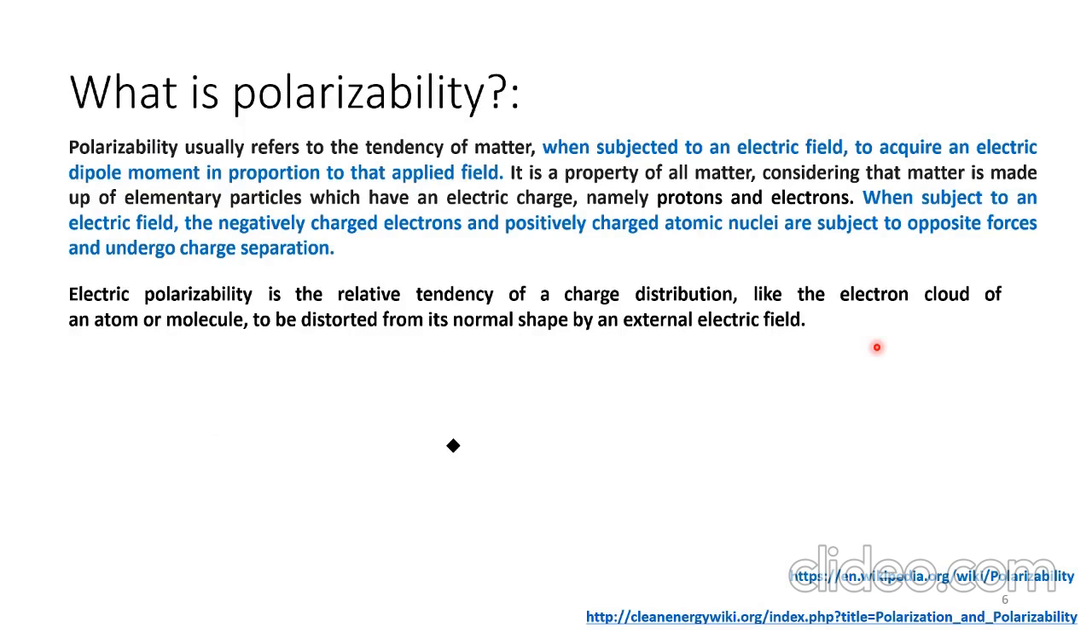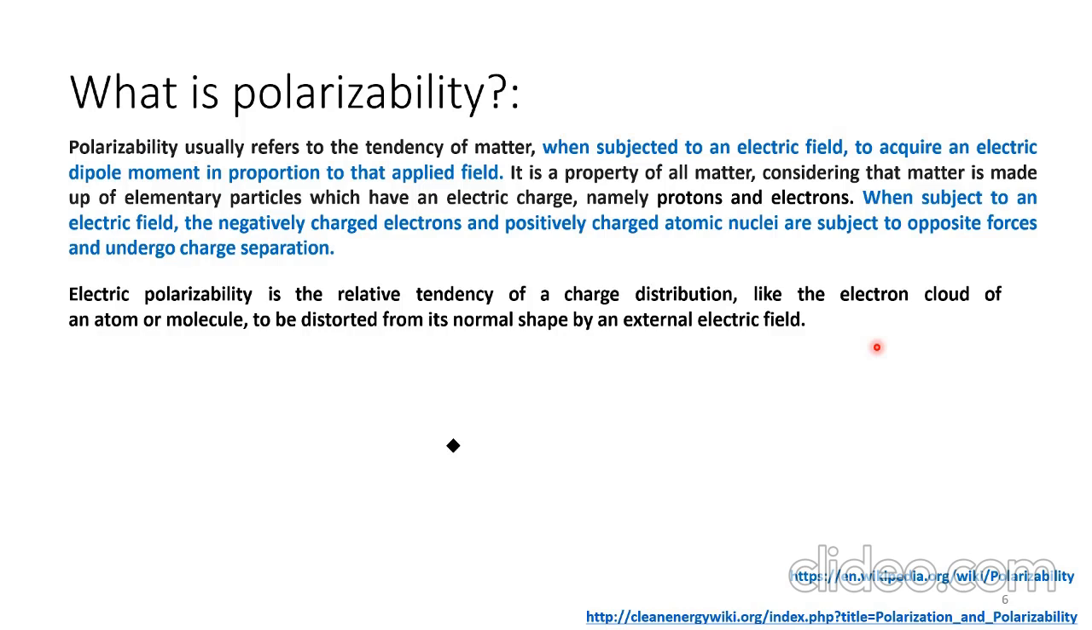So, what is polarizability? It refers to the tendency of a material when subjected to an electric field to acquire an electric dipole moment, and it is proportional to the applied field. So, when an electric field is applied on the metal or element, the dipole moment will change basically because of the electric field. So the positive charge will attract and the negative will repel.